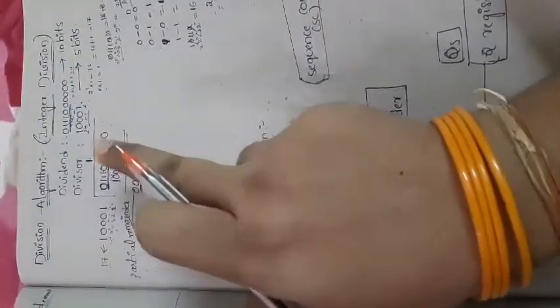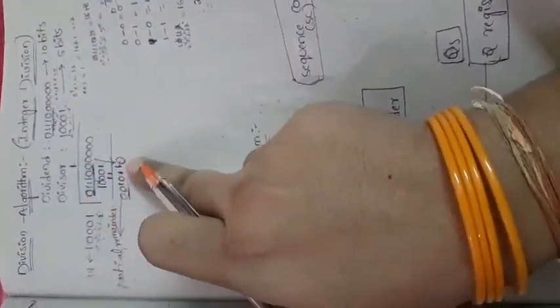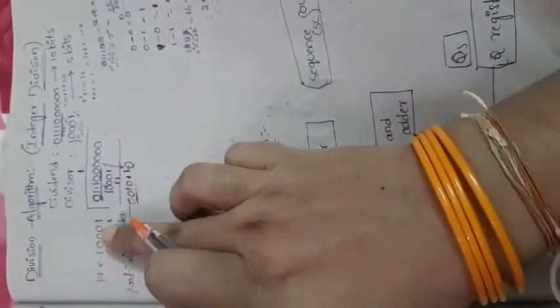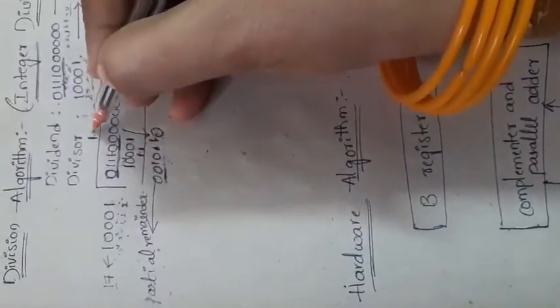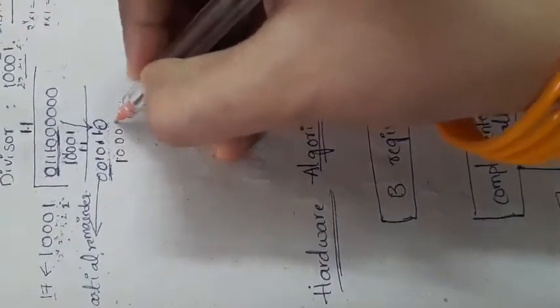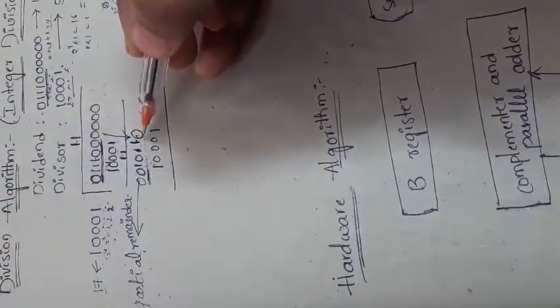Now compare whether this dividend number, that means the partial remainder, is greater than the divisor number or not. So now this dividend number is greater than the divisor number. So now again subtraction is possible. For that case again we have to write 10001. That means the coefficient will be 1. So again 10001 into 1, we are getting 10001. Okay, so now again we have to perform the subtraction.